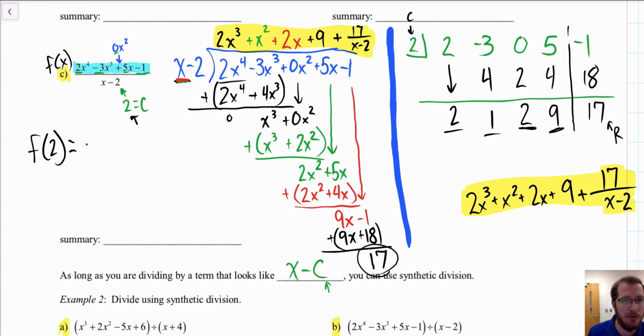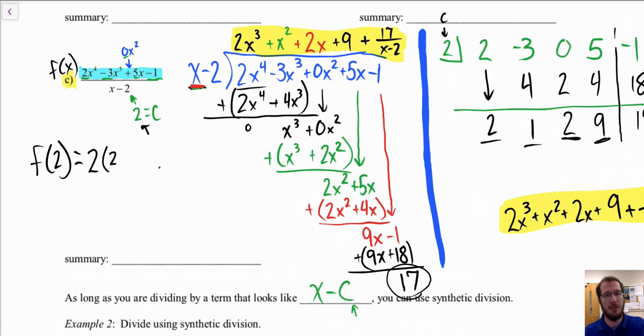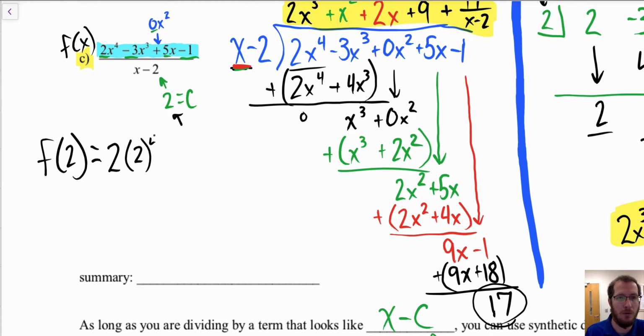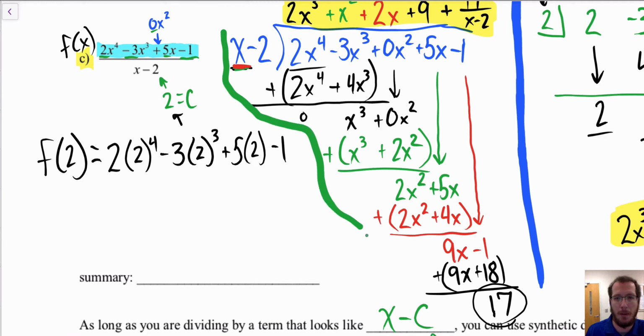Okay, so plugging in 2 everywhere we see x, we get 2 times 2 to the 4th power minus 3 times 2 cubed plus 5 times 2 minus 1. We'll give ourselves a little bit of space here. All right, 2 to the 4th. Let's see, that's 8, that's 16. 16 times 2 is 32. 2 cubed is 8, times 3 is 24. That's 10, take away 1.